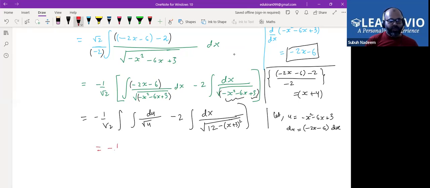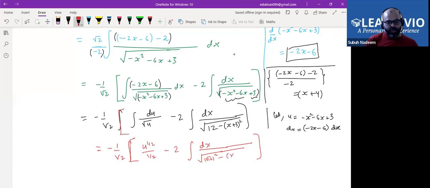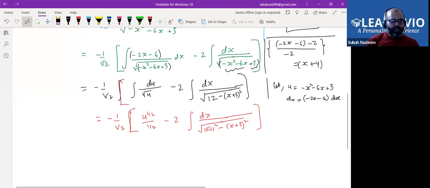Now when you integrate minus 1 by root 2, u to the power minus 1 by 2 gives u to the power 1 by 2 by 1 by 2, minus 2 integral of dx by root over root 12 square minus x plus 3 square. So this will become minus 1 by root 2, 2u to the power 1 by 2 minus 2.